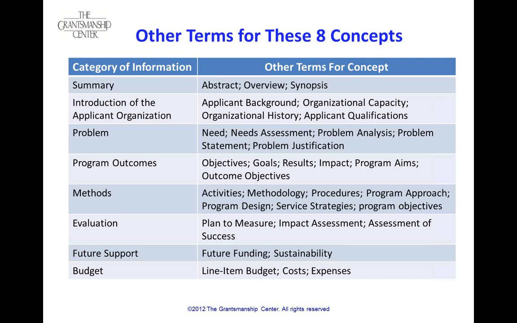This category of information can be particularly confusing because so many terms are used interchangeably by different funders. The method section may be called program approach or program design. The evaluation section could be called plan to measure. Future support is often referred to by funders as sustainability, and the budget may simply be called expenses.